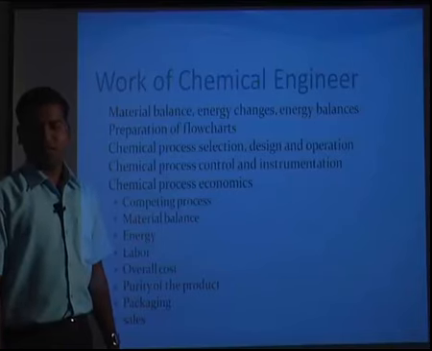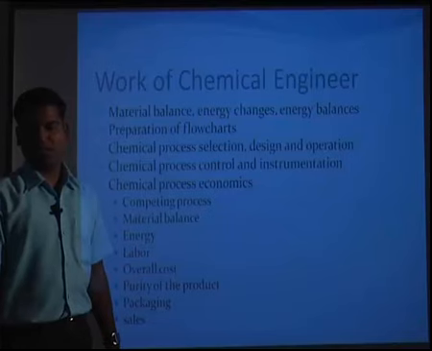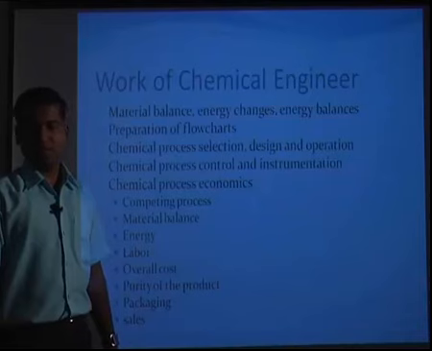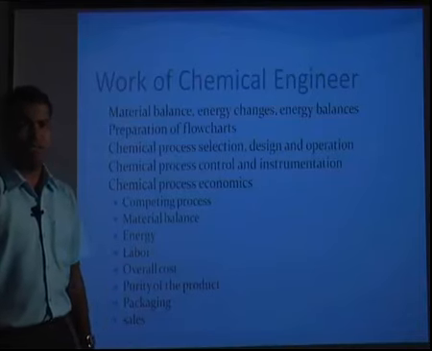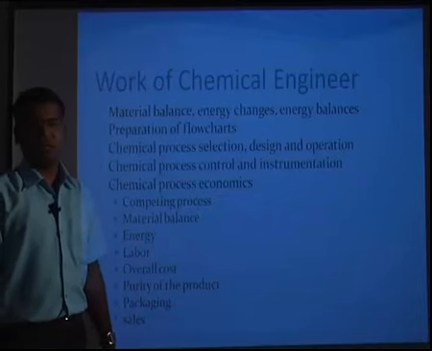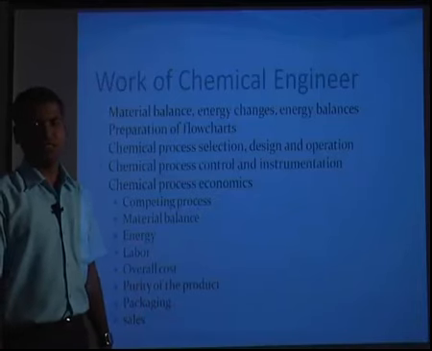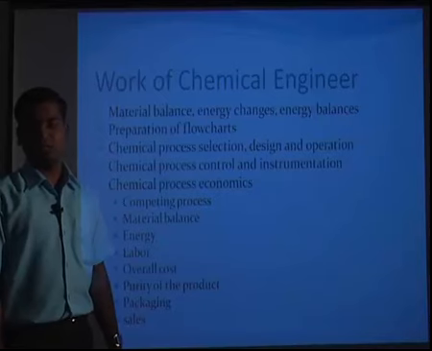And then they have to go for the chemical process selection and the design and operation. Later on they have to go for chemical process control and instrumentation, meaning which kind of control system is required for the chemical industry and which kind of instrumentation is needed in a chemical industry. That work is mainly done by chemical engineers.